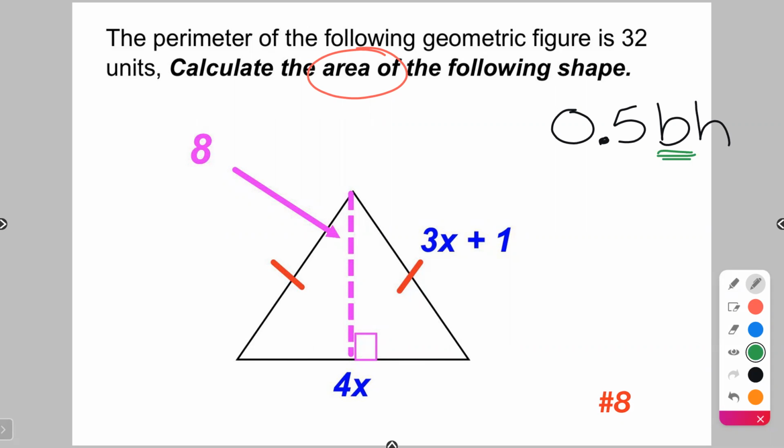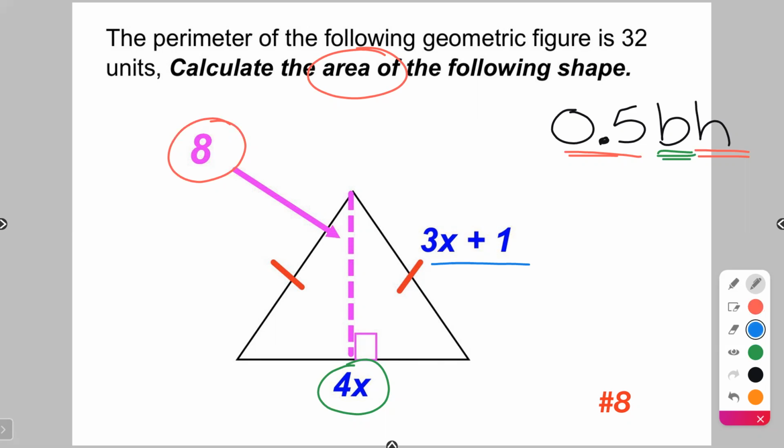Now, the base is the problem right here because the base is in algebra. We need to figure out the numerical value for this. We know 1/2, and we know the height is simply 8. So we need to figure out the value of the base of this isosceles triangle, and to do that, we need a little bit of algebra. We need to use the fact that the perimeter adds up to 32. We need to build an equation and solve it for x. Once we solve for x, we can substitute it to figure out the value we're looking for. So let's get to it right away.